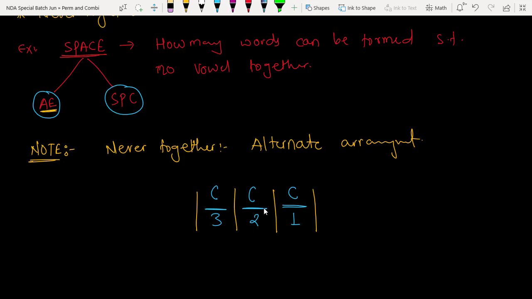Maybe for this you may find it difficult, but after a few questions you will really appreciate this. Okay, so tell me. Sir, in the above question, you told us to arrange alternately. Do we arrange the consonants alternately or the vowels, or is it different? See, they have said vowels are not together, so we have to first arrange the consonants. They said vowels not together, so we have to first place the consonants. Suppose the boys are never together, so we have to first select the girls.